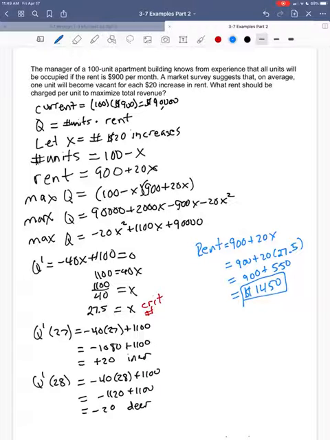Just to see what's happened then, the new revenue for the whole building is going to be... Well, this doesn't really make a whole lot of sense in some cases. Let's figure this out and then talk about it a little. 100 minus 27.5 times this 1450, and if we figure that all out, it ends up being $105,125.